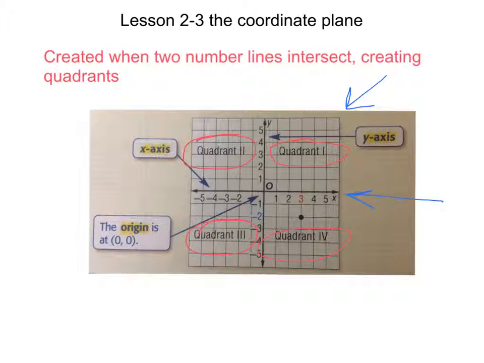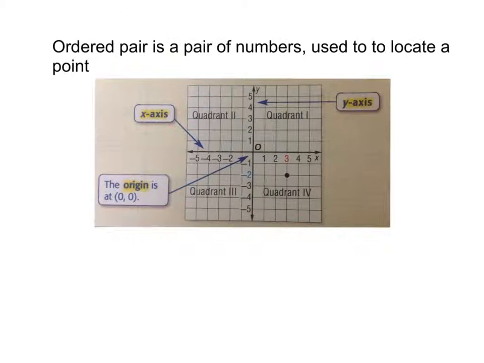We identified the origin as the center of the graph, which is where the two lines of the coordinate plane meet. The ordered pair for that is 0, 0. When we're creating an ordered pair, you're using that pair of numbers to locate a point.